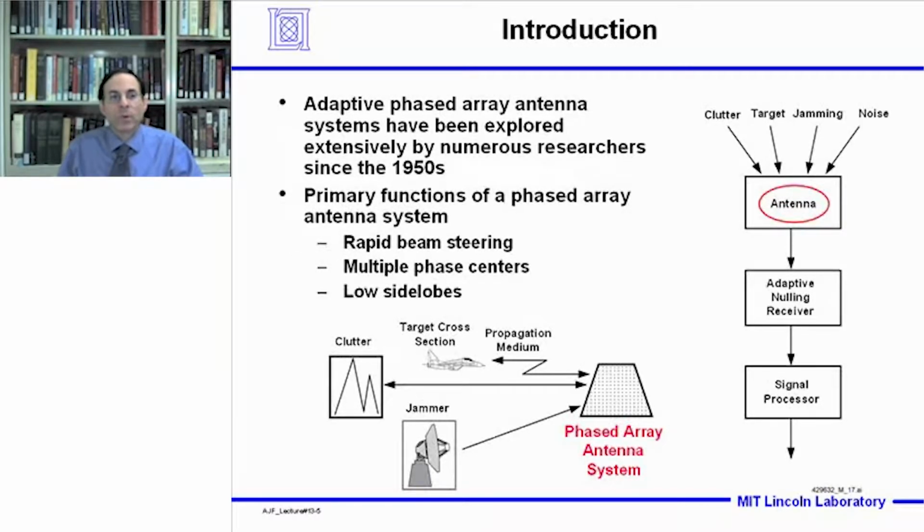So by way of introduction, adaptive phased array antenna systems have been explored extensively by numerous researchers since the 1950s. And the primary functions of a phased array antenna system are to provide rapid beam steering, in some cases multiple phase centers, and low side lobes.